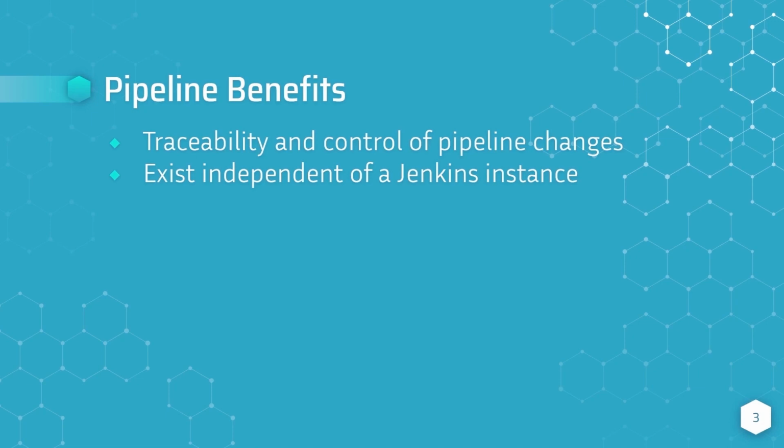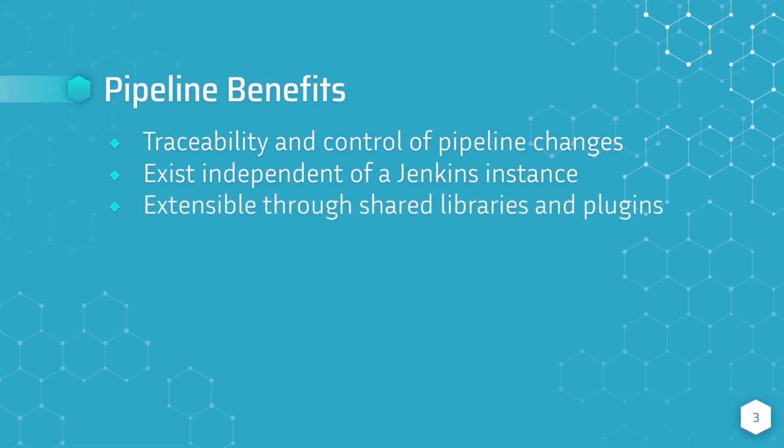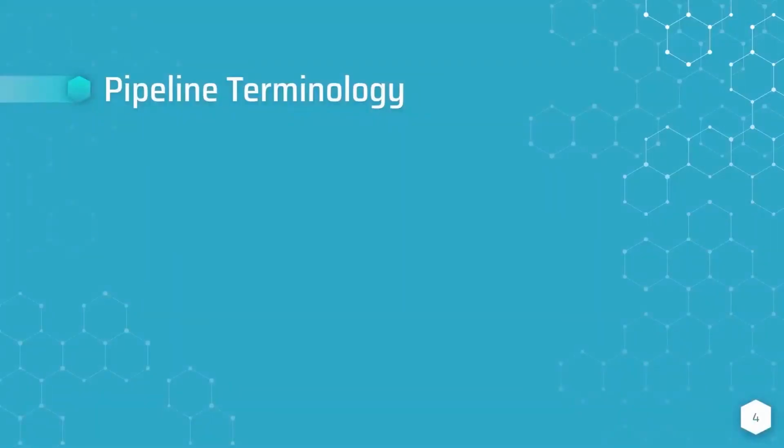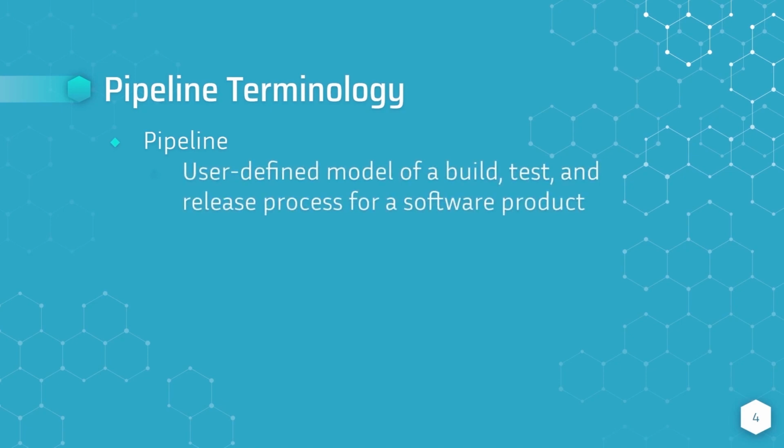The other benefit of Jenkins pipelines is that they are highly extensible through the use of shared libraries and plugins. In addition, pipelines support logical operators such as conditionals, loops, and parallel execution. Let's also quickly discuss some key pipeline terminology. The first is the concept of a pipeline. A pipeline is a user-defined model of a build, test, and release process for a software product.